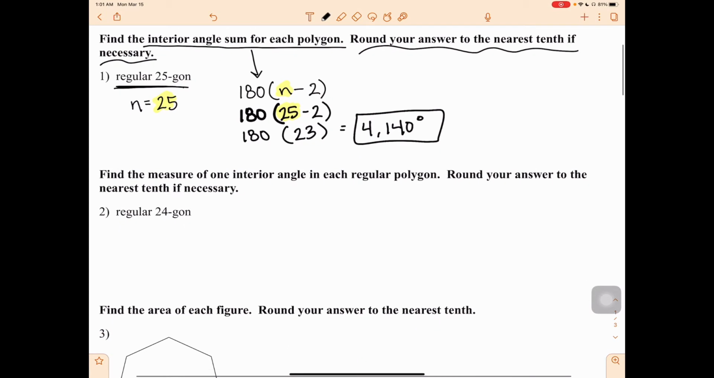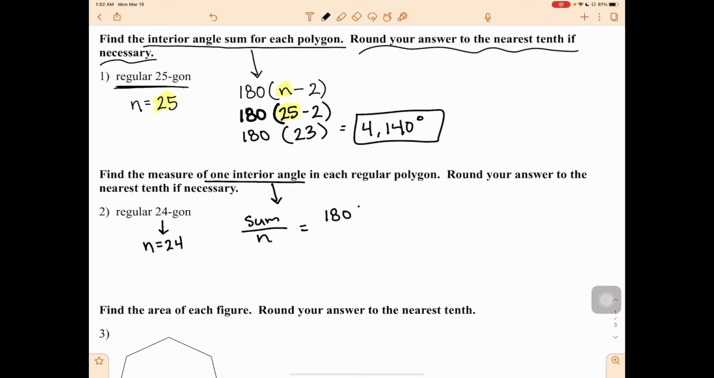All right, so number 2, it says find the measure of one interior angle in each regular polygon. So they tell us the number of sides here. So I know the number of sides is 24. Now, to find the measure of one interior angle, you have to find the sum of the interior angles divided by the number of sides. So it's the 180 times n minus 2 because that's how we find the sum, just like up above here. And divide it by the number of sides. So whatever your number of sides is, that's what we're going to plug in for n in each of these spots. Okay?